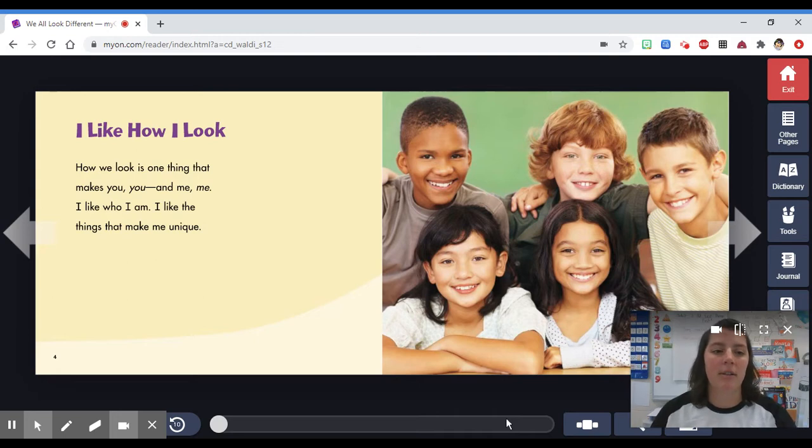I like how I look. How we look is one thing that makes you, you, and me, me. I like who I am. I like the things that make me unique.